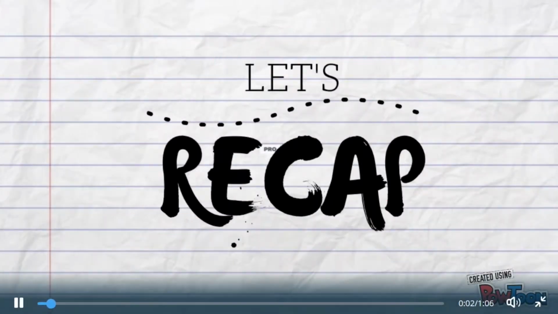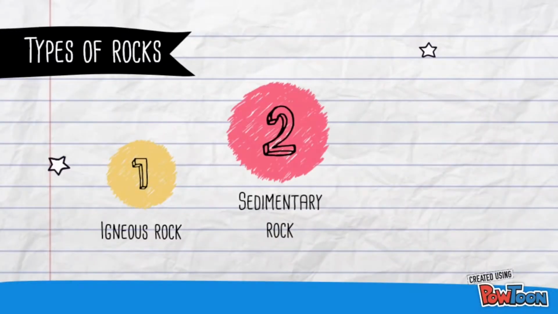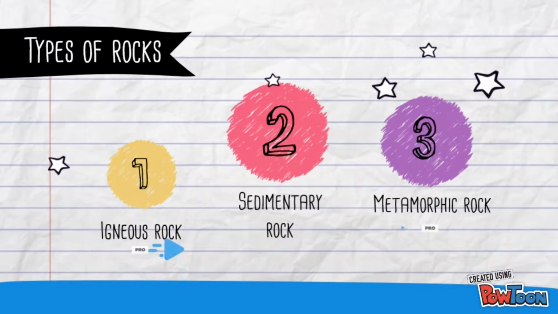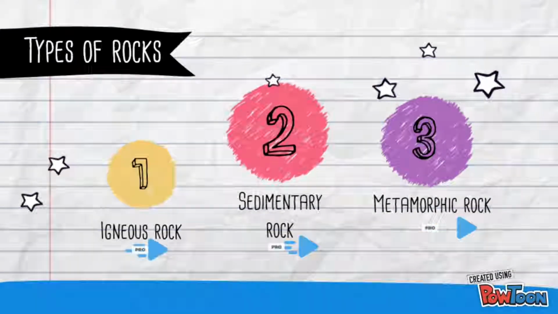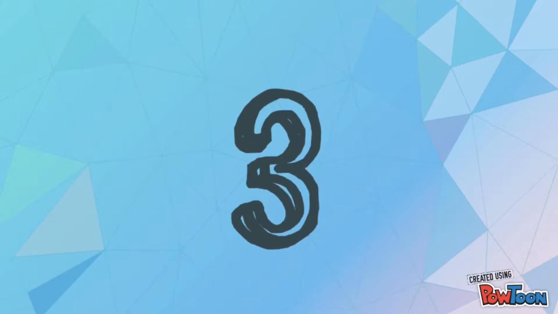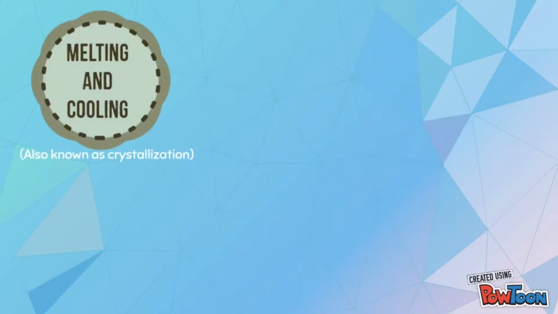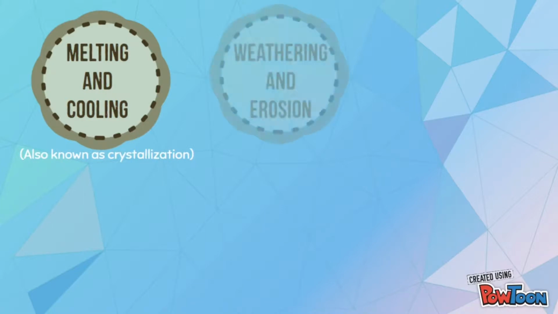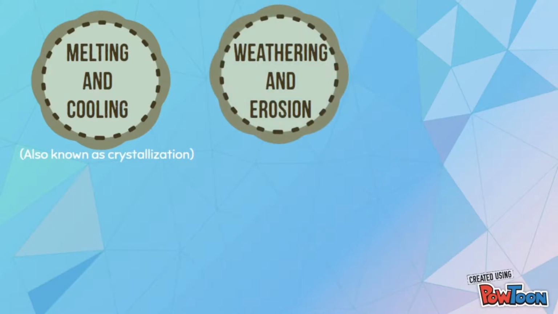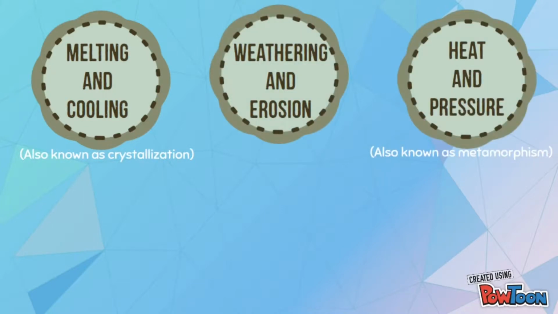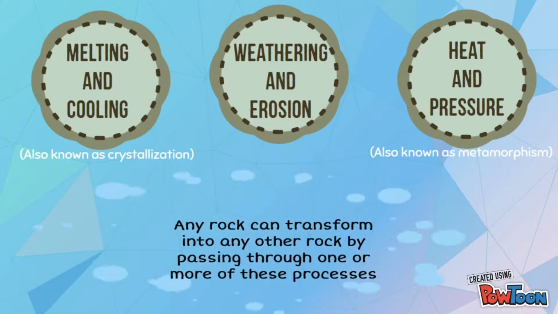Let's recap. So the three main types of rock are igneous, metamorphic, and sedimentary. The three processes that change one rock to another are melting and cooling, weathering and erosion, and heat and pressure. Any rock can transform into another rock by passing through one or more of these processes.